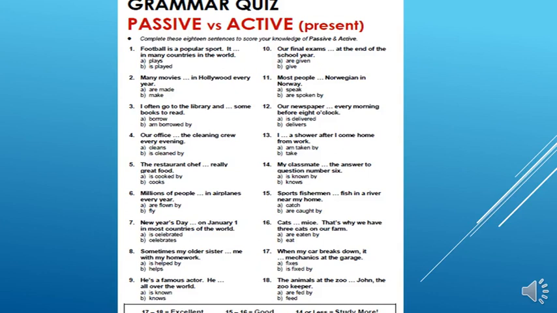11. Most people dash Norwegian in Norway. So most people are spoken? Of course not. People speak. So it's going to be A.